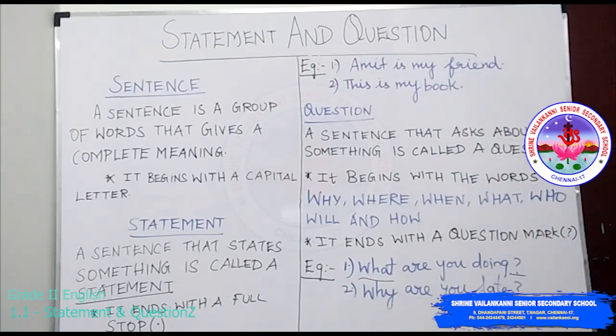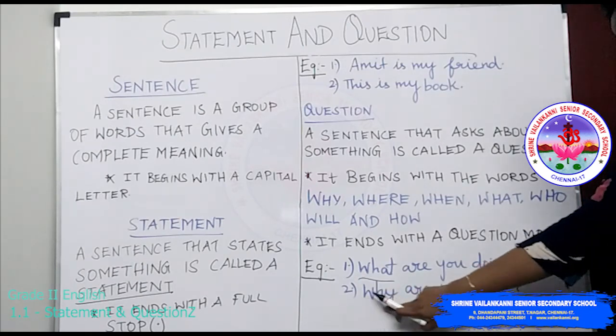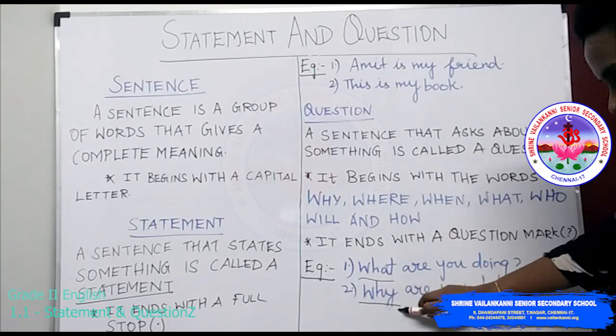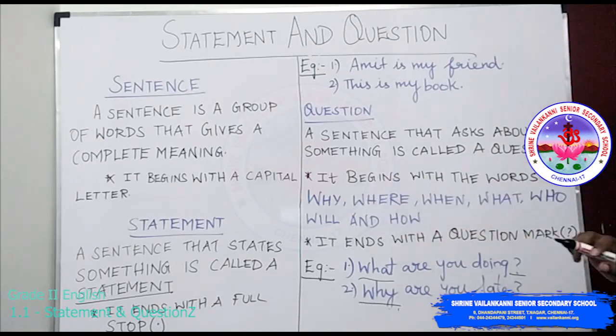Now one more example. Why are you late? By looking at the sentence, what is the first word? It is beginning with the word why and it ends with a question mark. So by looking at this sentence, you can easily tell it is a question kind of sentence.